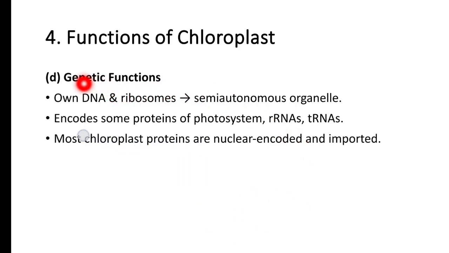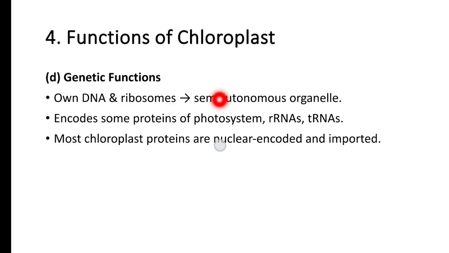And when it comes to genetic functions, the chloroplast has its own DNA. As I said earlier, it is a circular DNA, and it also has ribosomes, specifically 70S ribosomes. Because of this, it is also considered a semi-autonomous organelle. 90% of the time the chloroplast can take care of itself by the genetic material and proteins that are produced inside the chloroplast, but the remaining 10% it is dependent on the nucleus.